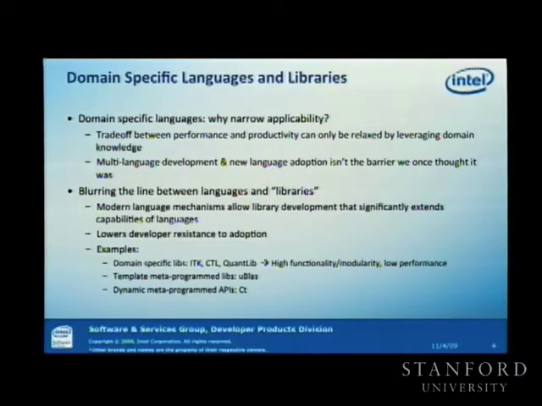So a couple of examples. I'll talk about Quantlib a bit more later. ITK, the Insight Segmentation Registration Toolkit, CTL, which is a color transformation library, and Quantlib are high-level, generic, highly modularized interfaces for people to do very domain-specific kinds of programming. And you have template metaprogramming libraries like uBLAS, other linear algebra libraries that use things like expression templates to do static compile-time transformation of expressions and optimization. And then what we're doing with CT is a generative programming approach with dynamic metaprogramming that I'll describe.